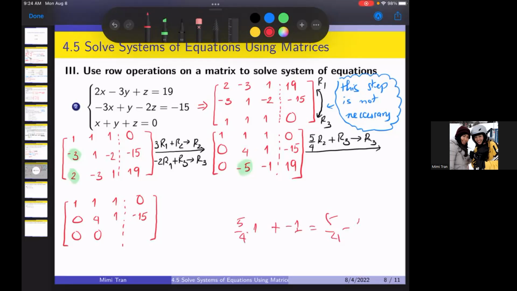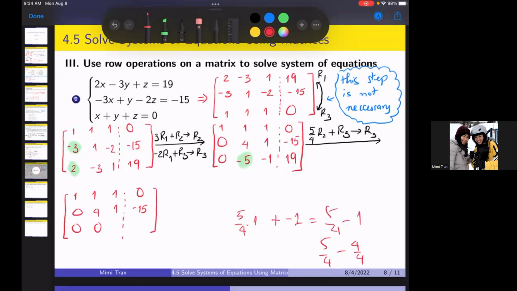Which is 5 over 4 minus 1, or better yet, 5 over 4 minus 4 over 4, right? 1 is the same thing as 4 over 4. 1 over 4. And then 5 over 4 times, you know what? Do it with your calculator. You don't have to do it by hand like I do. So on your calculator, you want to do the 5 over 4 parentheses. Well, times 1, so it doesn't change, and then all you do is times -15 plus 19. That's what you're gonna do in your calculator.